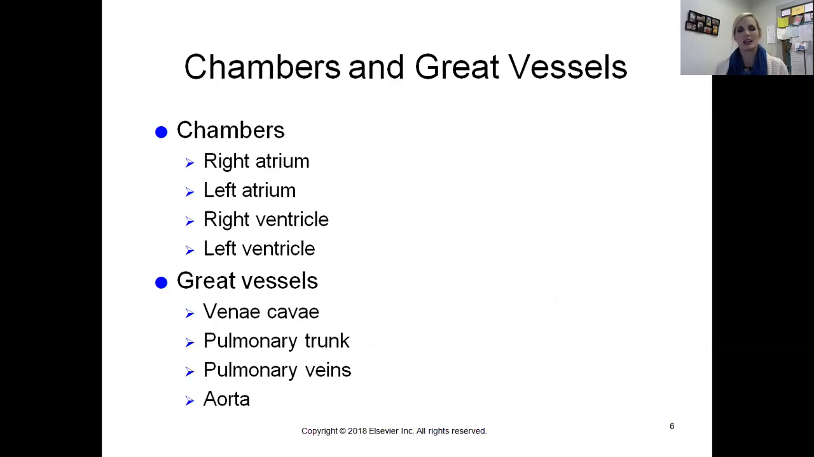So when I say blood vessels, that's what I'm talking about. But on the heart itself, we have some veins and arteries that are really, really important for the role of moving blood through the heart.